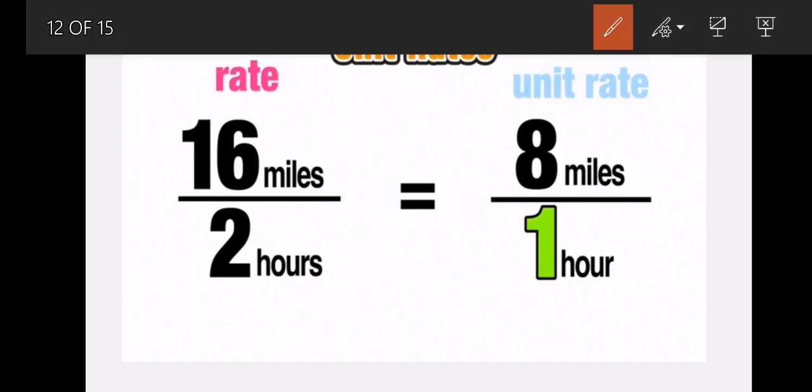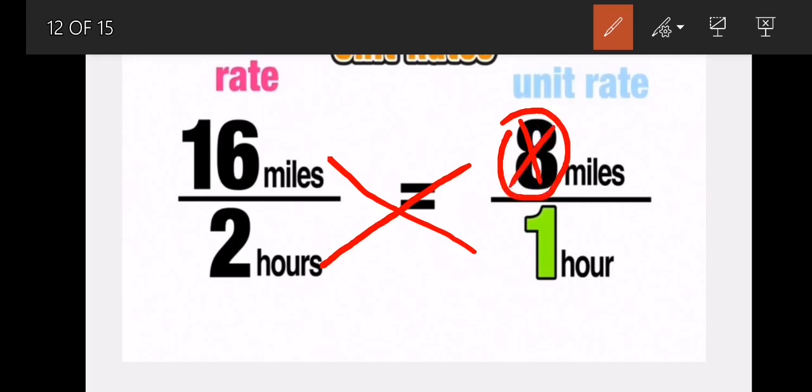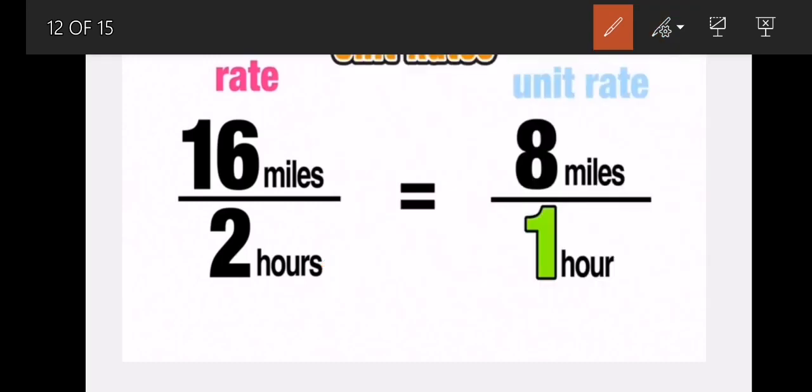Directly here I can use the cross multiplication. This number is missing and I want to get it, so I will multiply the two diagonal numbers. 1 multiplied by 16 will give me 16, divided by the third number, which is 2, will give me 8, the missing one that I want to know. So my unit rate is 8 to 1. Here it is, 8 to 1.